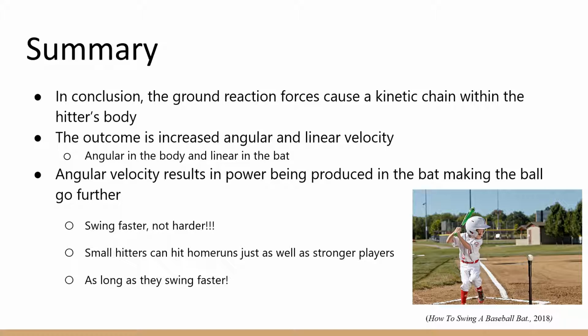In conclusion, ground reaction forces cause a kinetic chain within the hitter's body through all four phases of movement. The outcome is increased angular velocity in the body and increased linear velocity in the bat. Angular velocity results in power being produced in the bat, making the ball go further. Therefore, you should swing faster, not harder. Small hitters can hit home runs just as well as stronger players, as long as they swing faster.